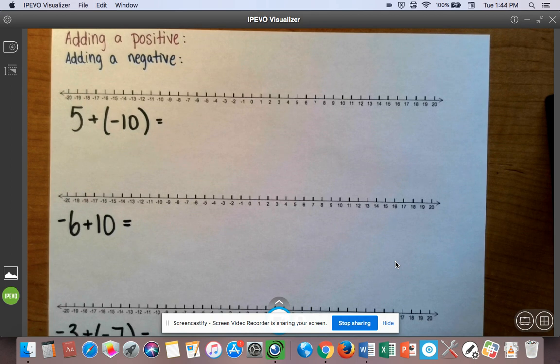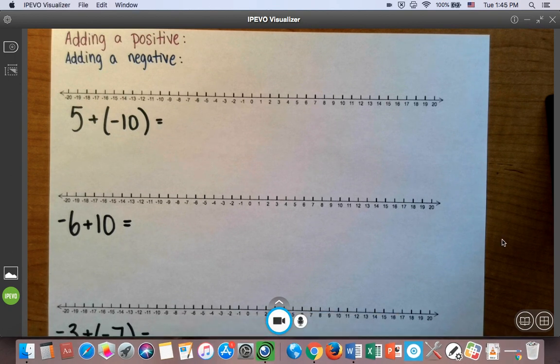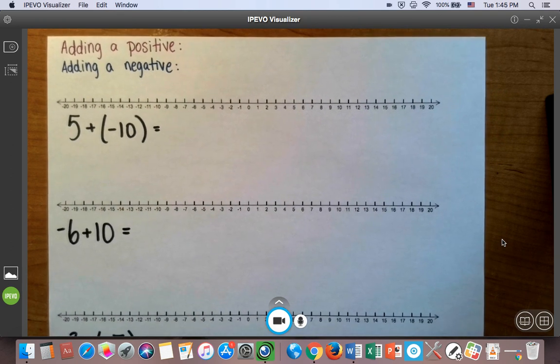All right, hey everybody. We're going to be doing a couple of examples where we'll be adding positive and negative integers together. You've been doing some practice with this, and we've suggested that you take a look at a number line or use a number line and count. But today we're going to be doing examples where we're specifically using number lines to show our work and to find our answers.